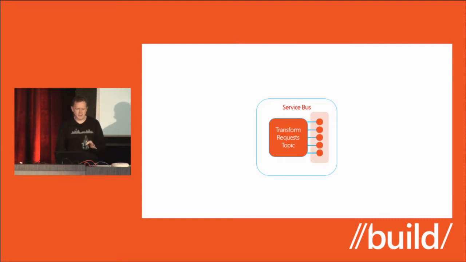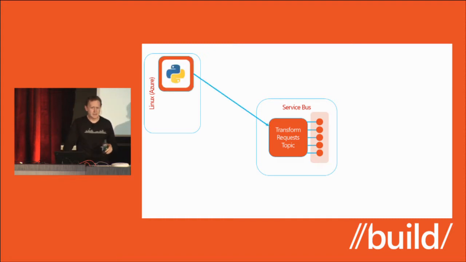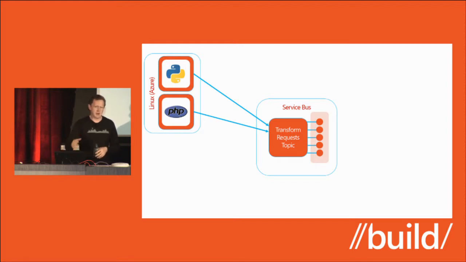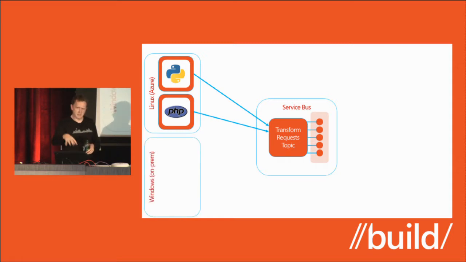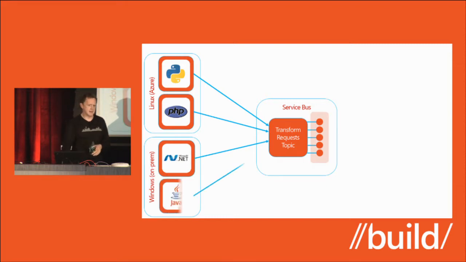But I'm going to run this in a slightly more complicated deployment mode. First of all, I've got a Linux VM running up in Azure, and inside that Linux VM, I've got a Python client and a PHP client. PHP could be a script, could be a website. I'm going to show you both. And then on-premise, and by on-premise I mean this laptop, I've got a .NET client and a Java client. So these are all sending transform requests into this topic.